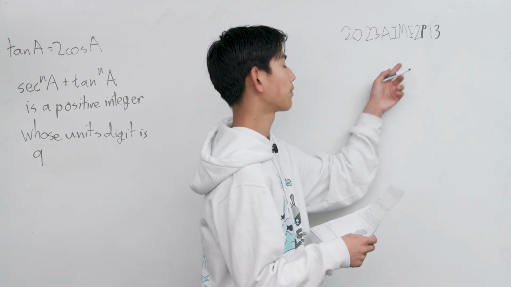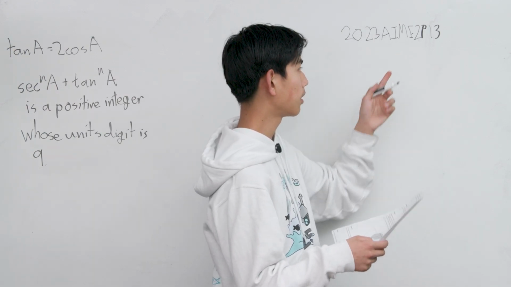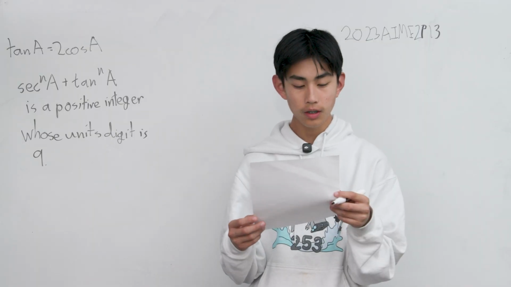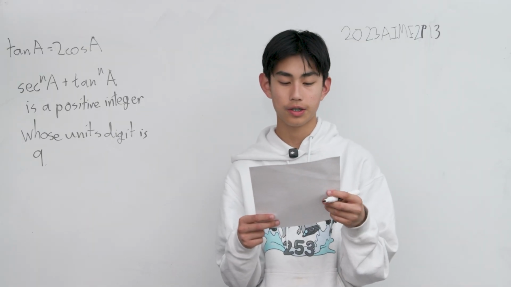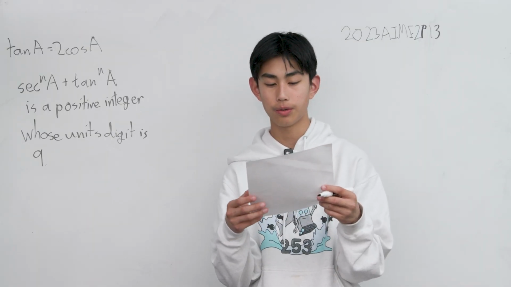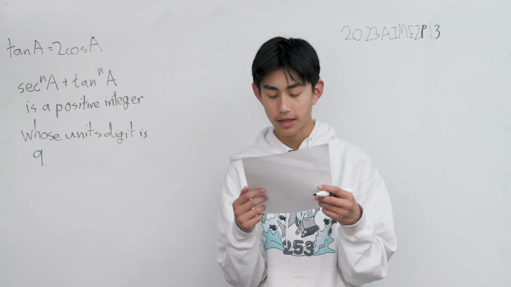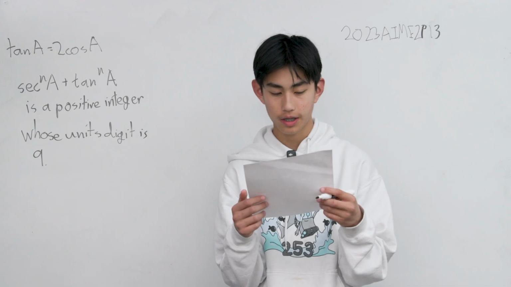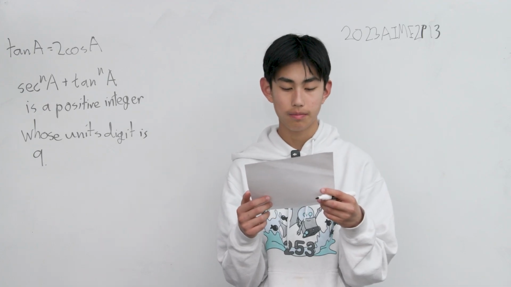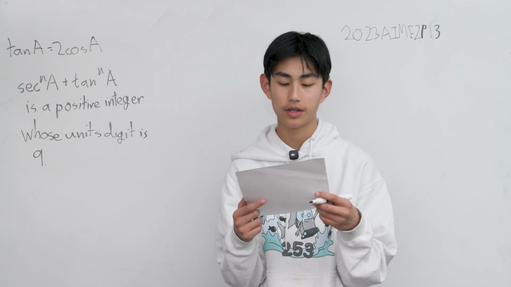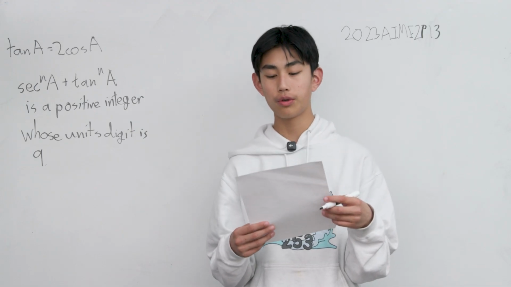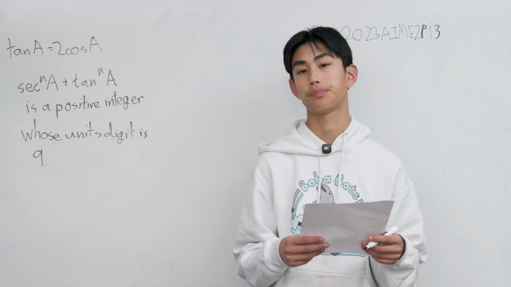We're solving problem 13 from the 2023 AIME 2. Let A be an acute angle such that tangent of A is equal to 2 cosine of A. Find the number of positive integers n less than or equal to 1,000 such that secant to the power n of A plus tangent to the power n of A is a positive integer whose units digit is 9.